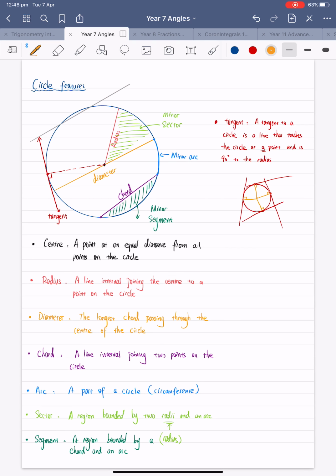That's all I want to teach you this lesson. It's all about the circle features. You do need to know the name and the definition of each part of the circle. Make sure you memorize those features here.